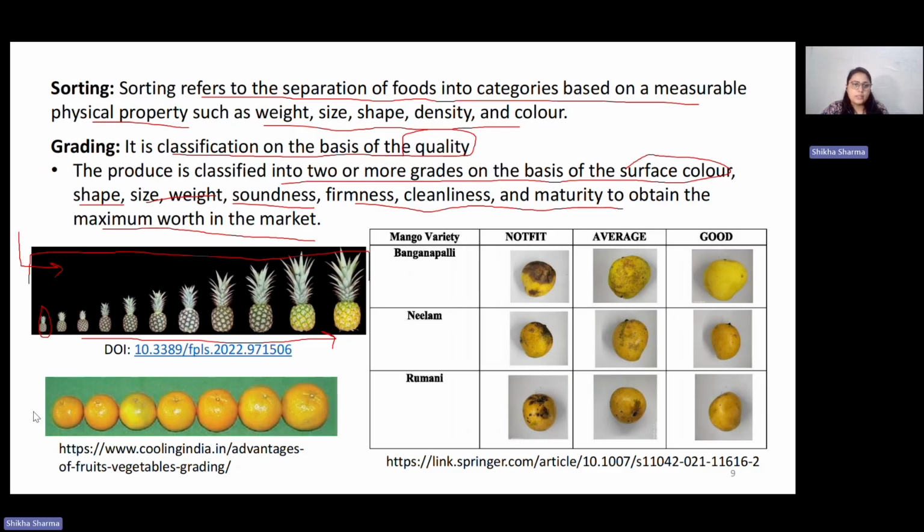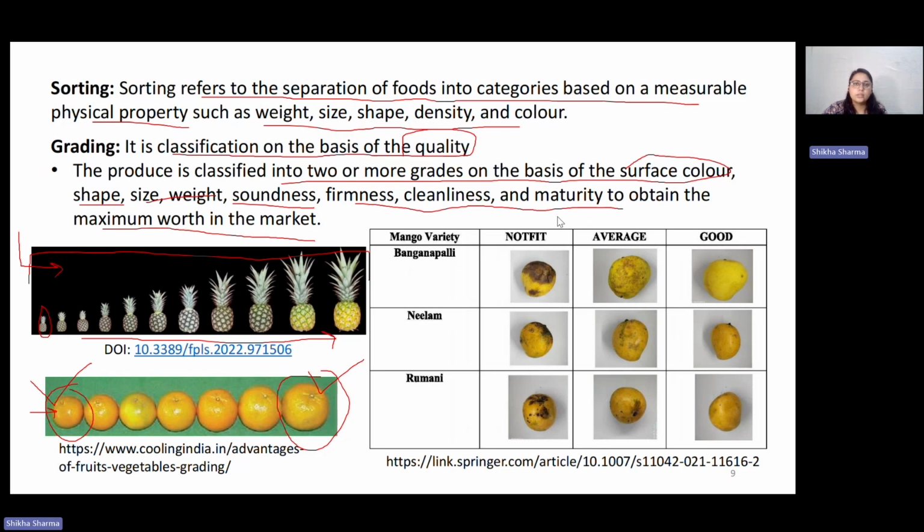Then this is the orange. This orange has a lesser diameter and lesser weight, and this one has more diameter and more weight. So this can be put into one grade, and this orange can be put in another grade.